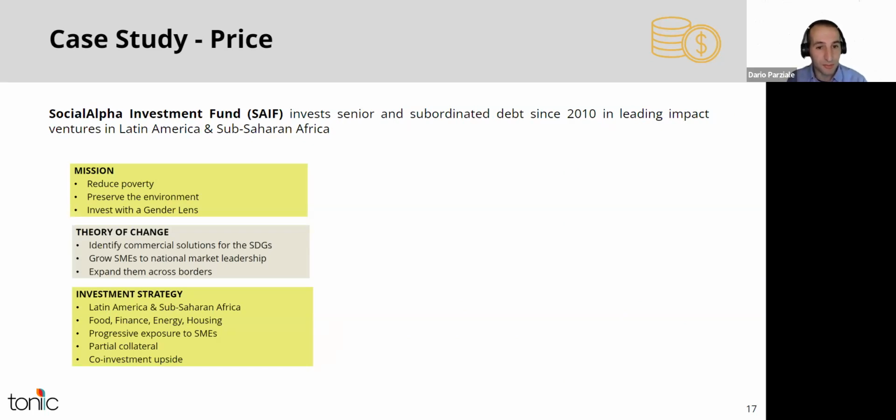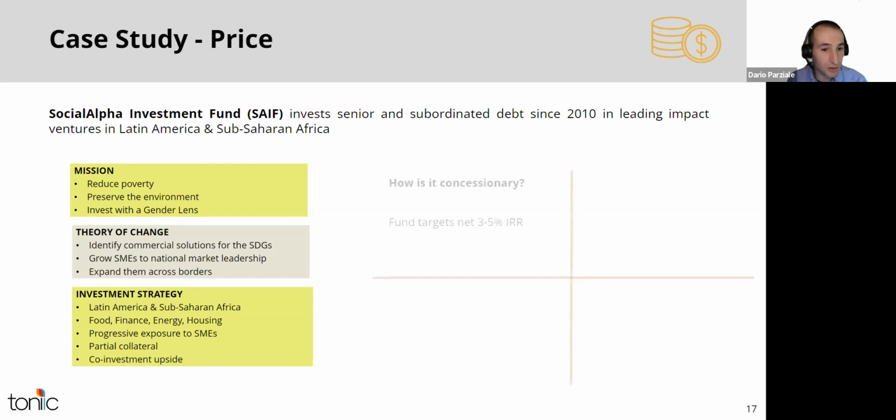This is Social Alpha Investment Fund, which has invested in senior and subordinated debt since 2010 in leading impact ventures in Latin America and Sub-Saharan Africa. It is a capital preservation debt investment. Its stated objective includes investing in companies that identify commercial solutions to the Sustainable Development Goals to address poverty and preserve the environment. It also invests with a gender lens. At the same time, it's also the first institutional investor that supports companies as they grow and scale up in a way that other commercial lenders do not do.